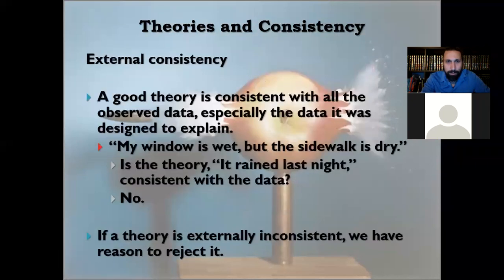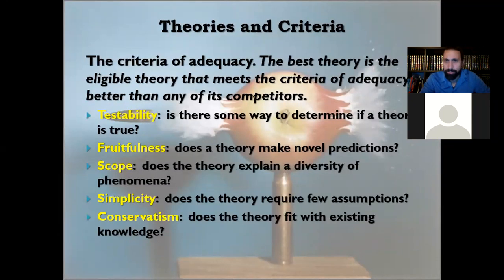Let's move on now to these criteria of adequacy. You might have come across this in high school, so this may sound new to you, or it may sound like a recap, but maybe we'll add some fresh examples. There are five criteria by which we determine the adequacy of a theory, and how we potentially choose between two competing theories. Let's go through each of these.